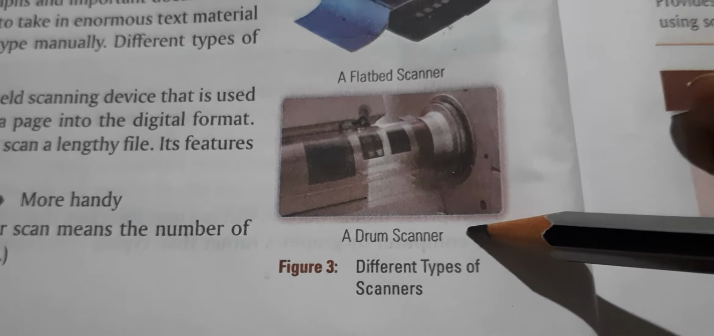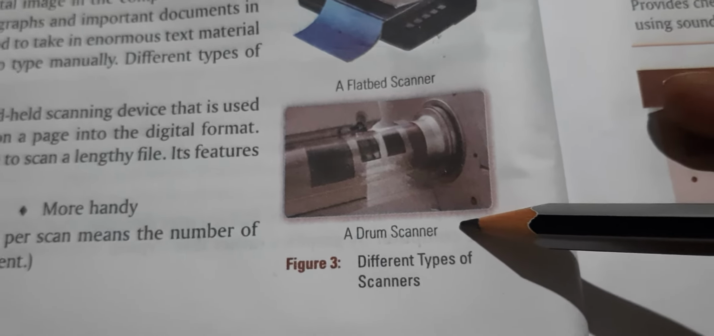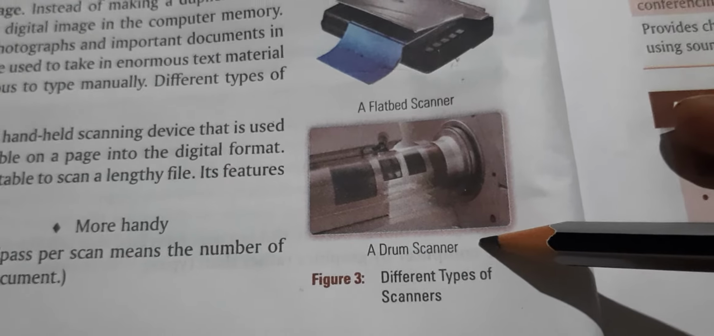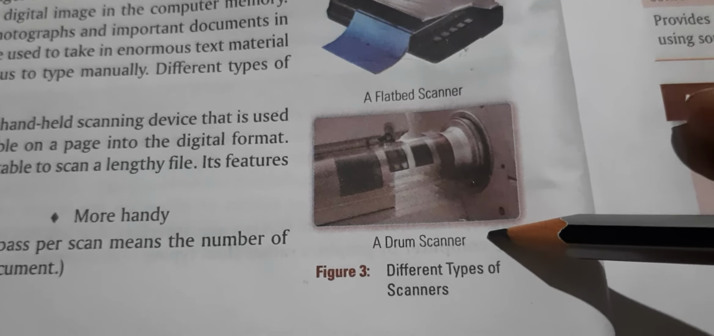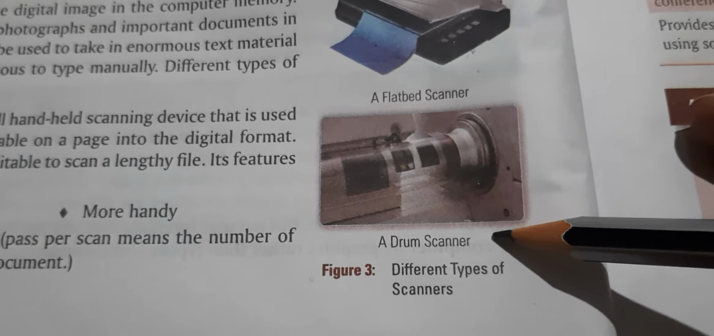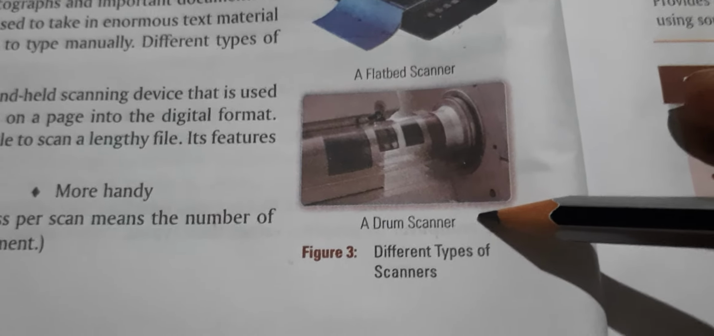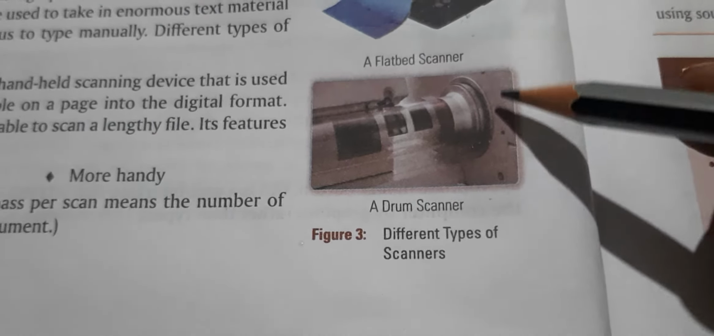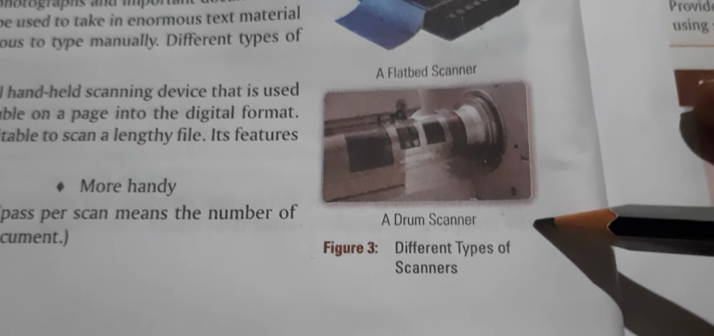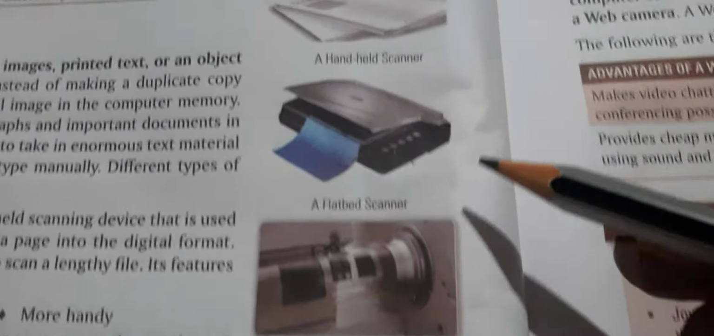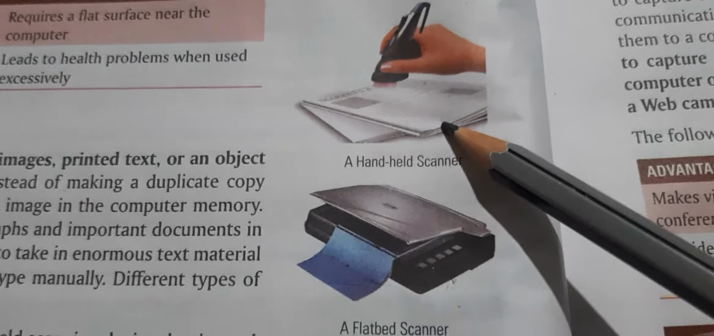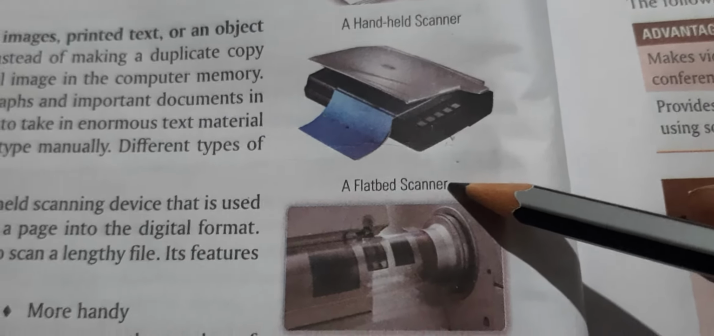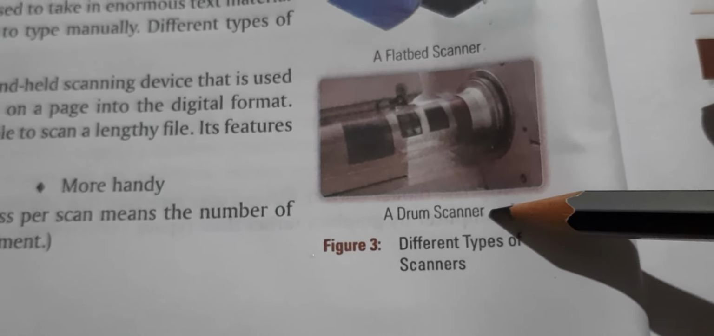And the third is the drum scanner. This is the drum scanner. It scans big documents. Any big document or big picture can be scanned into the computer. So these are the 3 different types of scanner: handheld scanner, flatbed scanner, and drum scanner.